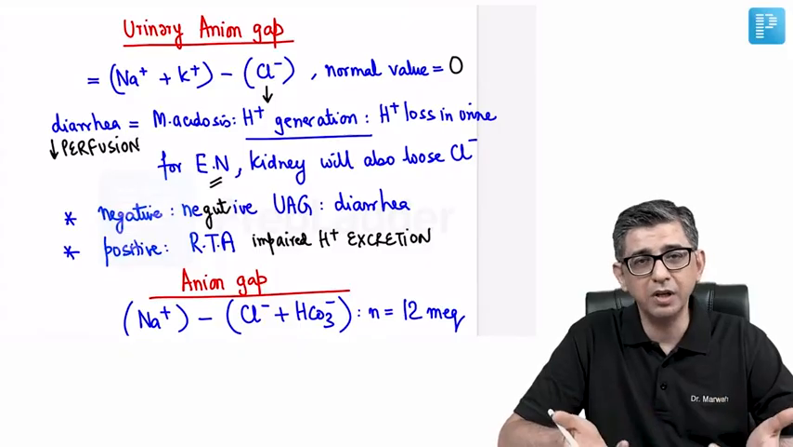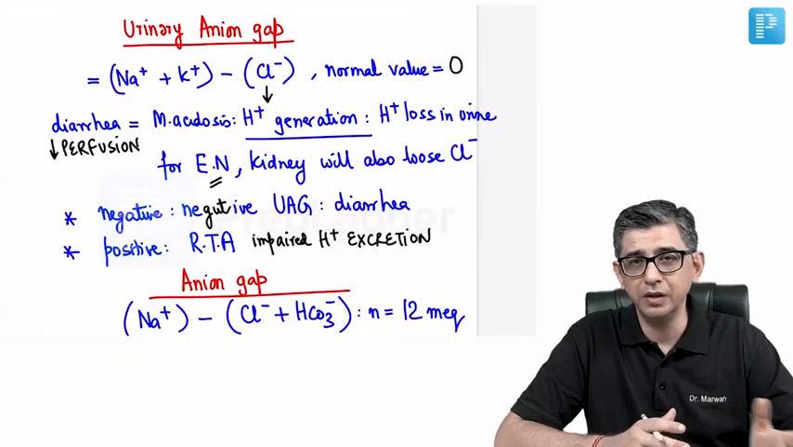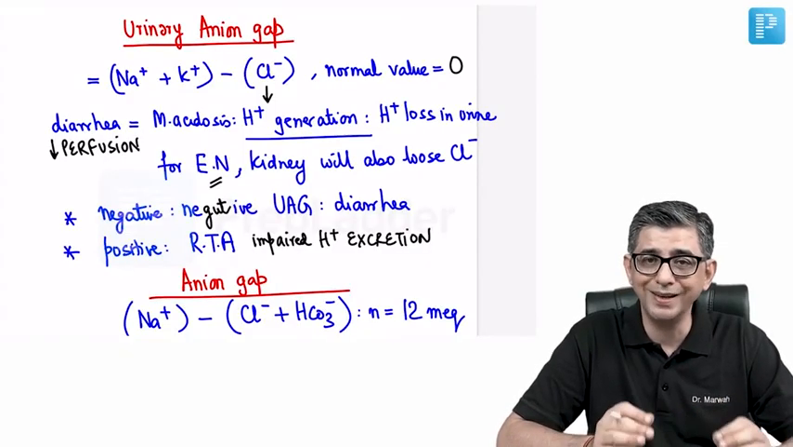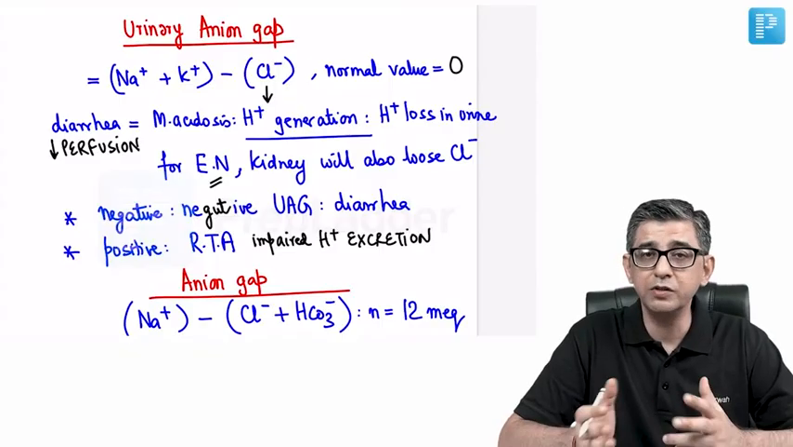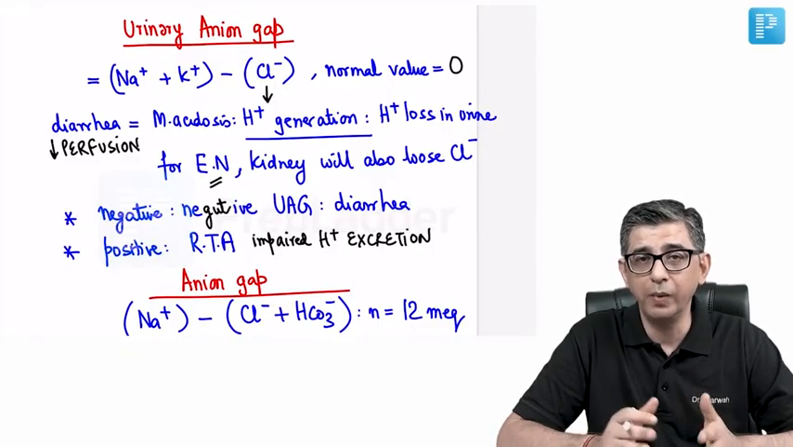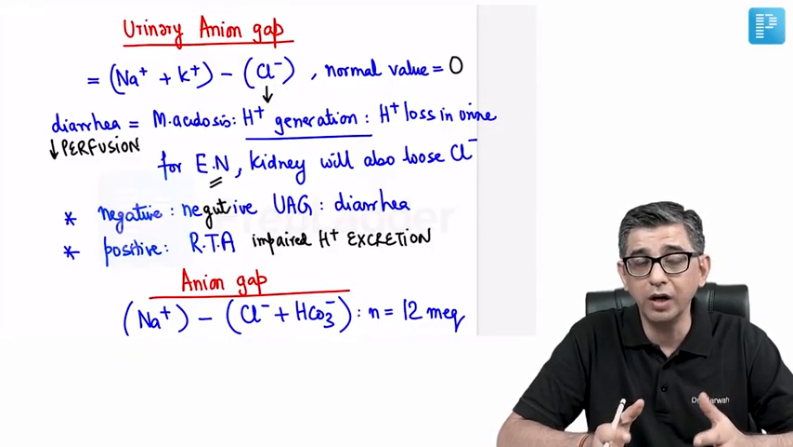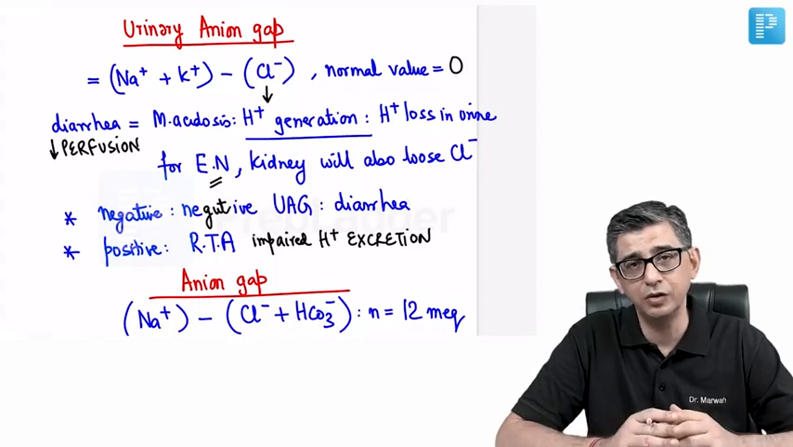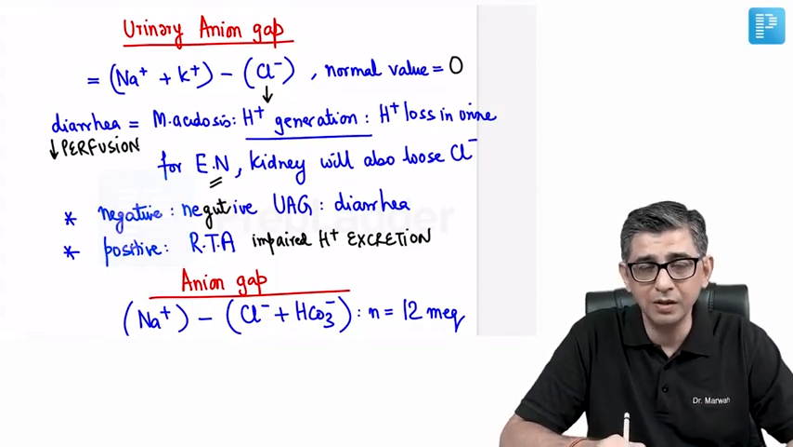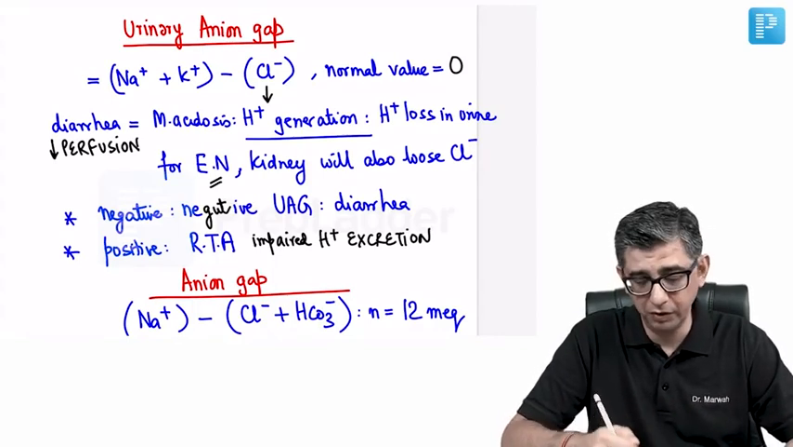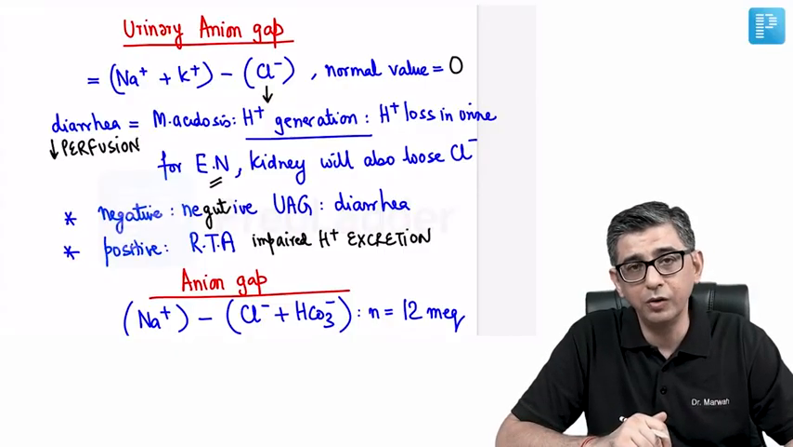In diarrhea, kidneys are working fine. In diarrhea, there's a dehydration occurring, but the kidney is able to excrete hydrogen. And because positive charges are being lost in the urine, therefore, to balance it, even urinary chloride values will rise. The kidney will excrete negative charges also. So, if chloride values rise, the anion gap value will reduce. Vice versa, I've shown for renal tubular acidosis.